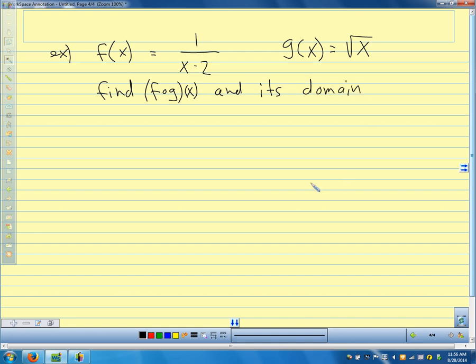All right, so let's find this composition, f of g. So I'll get us started. f of g of x equals 1 over. And what do we write in the denominator? Square root of x. We're sticking in square root of x every time we see an x. So we get square root of x minus 2.